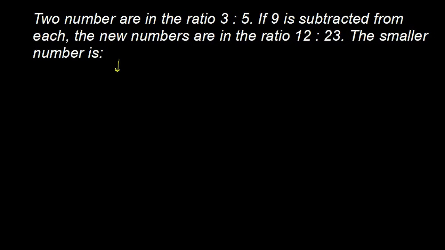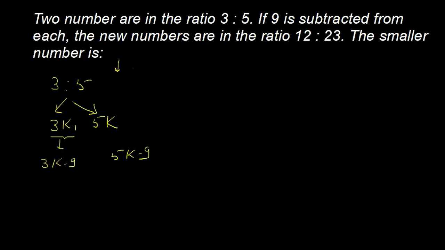Let's say the first number is going to be what? It is in the ratio 3 to 5, so let's convert it into a quantity. So it is 3k and this is 5k. Now 9 is subtracted from each number, so from each number you are subtracting 9. So this is 3k minus 9 and this is 5k minus 9.